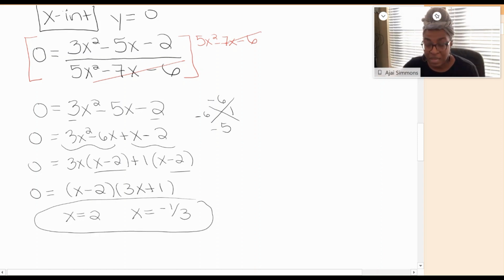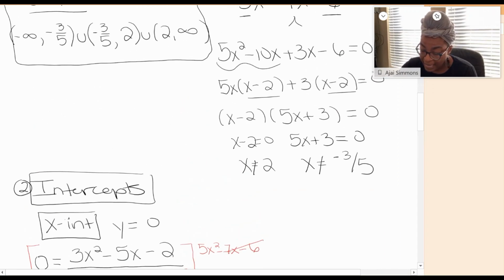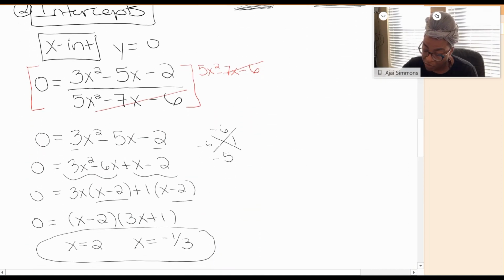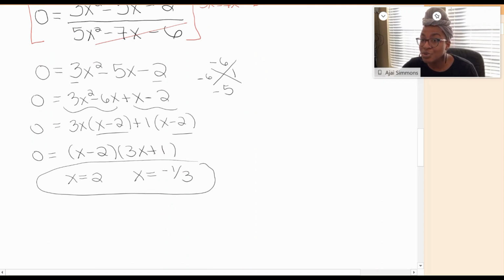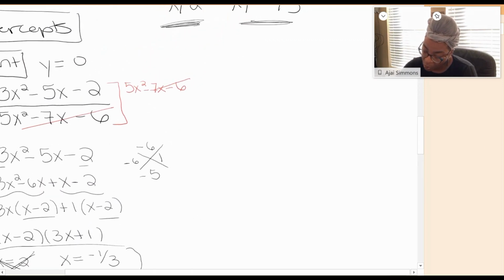So you have to stop and think for a second because remember we had our domain. Domain said x can't be equal to 2 and x can't be equal to negative 3 over 5. So if you go down here, you found two intercepts. One of those intercepts was 2 and the other one was negative 1/3. The 2 needs to be eliminated because your domain said x should never be equal to 2. So you need to take the 2 out of the picture. So your actual only x-intercept is going to be x is equal to negative 1/3. Okay. Now let us find the y-intercept.